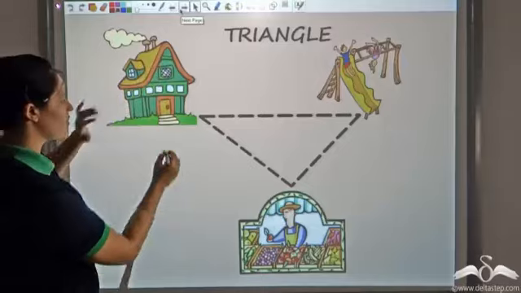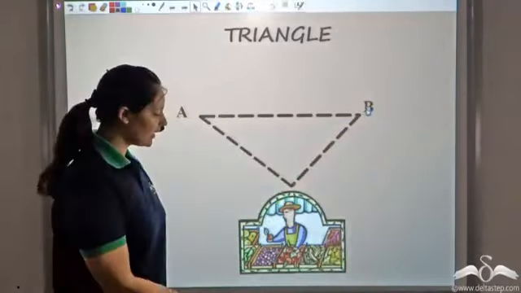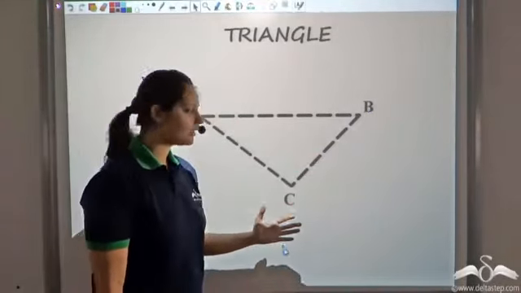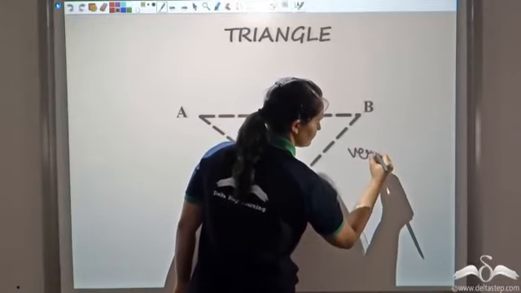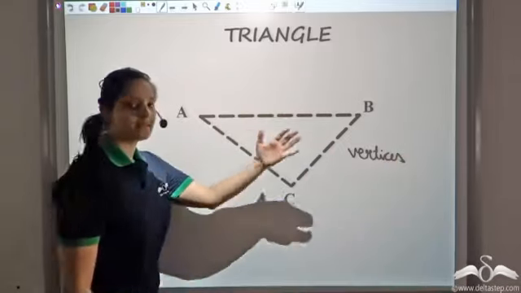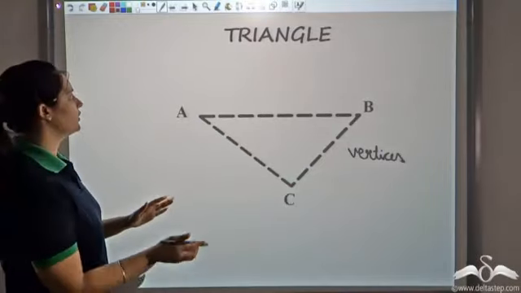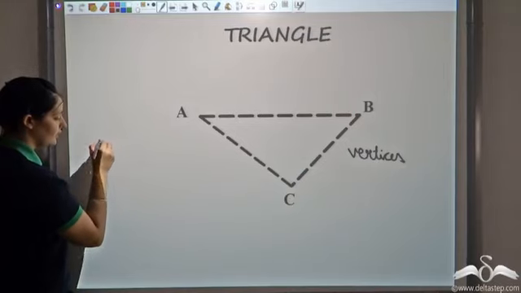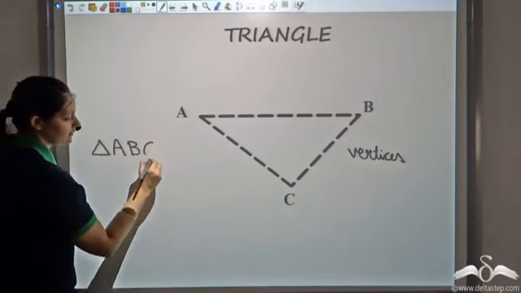So I call this house as point A. Let's call the playground as point B and the market as point C. So A, B, C, these are the 3 points, or I can say that these are the 3 vertices. A, B, C are called the vertices of the triangle, and I name the triangle by the vertices only. So let's name this triangle. How would I name this triangle? I'll call it triangle ABC.